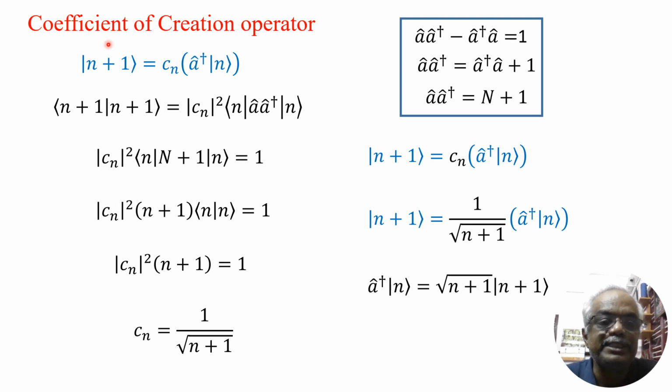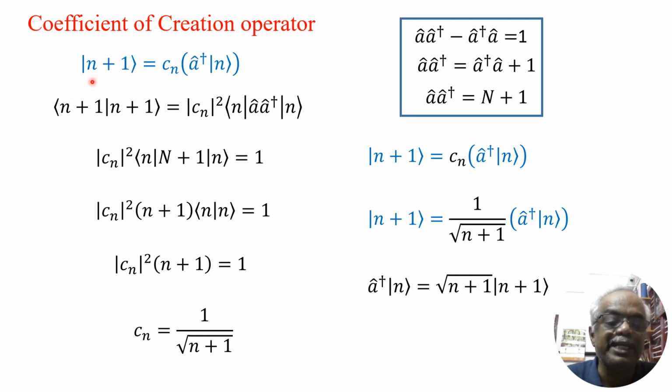Now we will see the expansion coefficient of the creation operator. When a† acts on |n⟩, that is, when the creation operator acts on |n⟩, you will get |n+1⟩, with the expansion coefficient Cn. Now our aim is to find what the expansion coefficient Cn is.